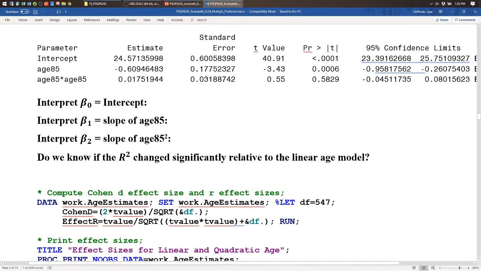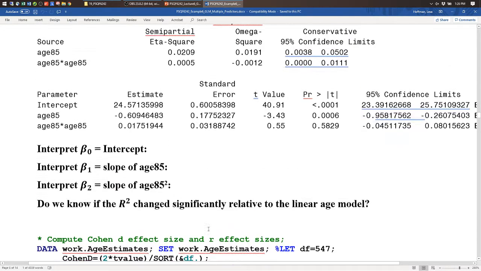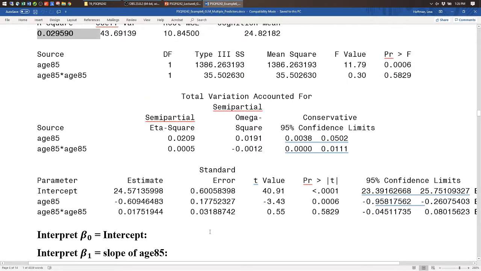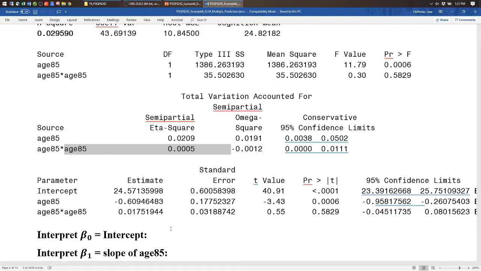So last question here then. Do we know if the R squared changed significantly relative to the linear age model? Is there anything on this output that tells us that? What do you think? Semi-partial eta square. Well, this gives us an effect size, but I'm using the magic word significant. Did the change in R square that is due to this, as well as their common variance, is that change in R square significant? Is there anything on this output that tells me that? Or do I need to ask for that separately?